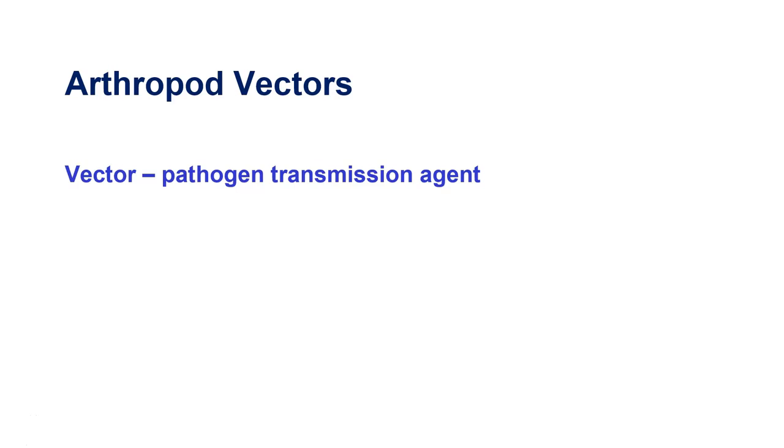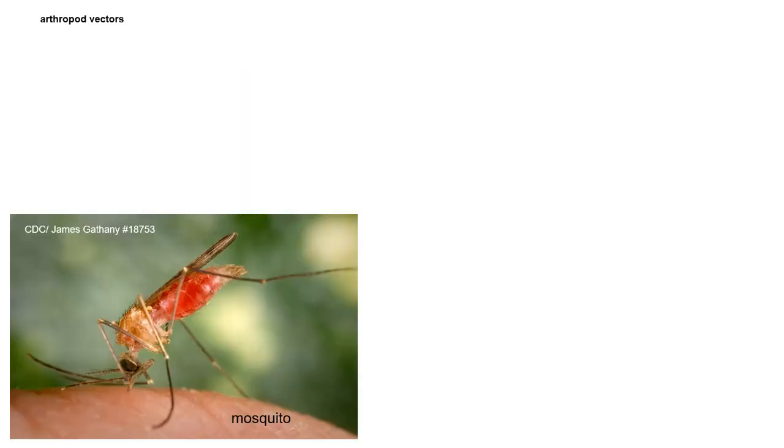Arthropod vectors. A vector is considered to be a pathogen transmission agent. When we deal with vectors, we've got two terms. One term we use for something that is going to transfer a gene into a plant. The other one is for something that is going to transmit a pathogen. In this particular case, we are looking at pathogens. Arthropods, by definition, are animals that have exoskeletons and jointed legs. So when we start looking at these, we're going to do a whole bunch of different arthropod vectors.